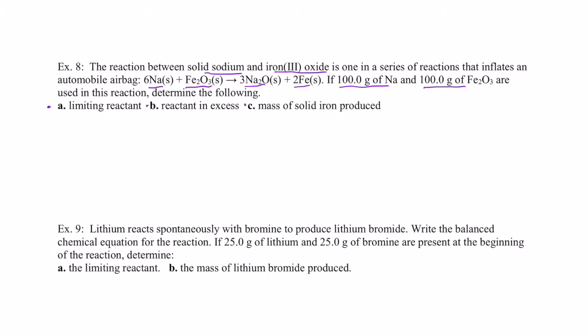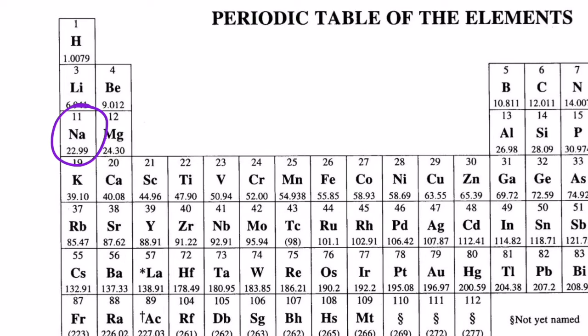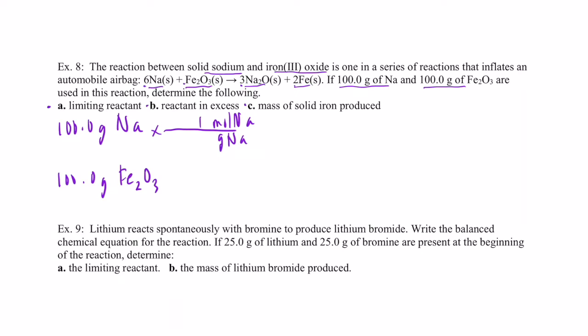So the equation's already balanced for us. That was nice, isn't it? It's a 6 to 1 to 3 to 2 ratio. So we have to do the problem twice. So we have 100 grams of sodium, and we have 100 grams of iron 3 oxide. And we want to find out how much iron I can produce. So for the first one, let's hop out of grams of sodium and into moles of sodium. Let's find out what a mole of sodium weighs. We'll look at our periodic table. There it is for us, 22.99 grams.